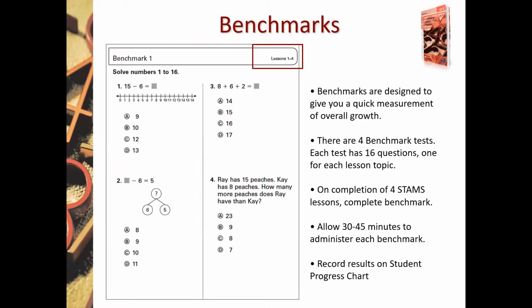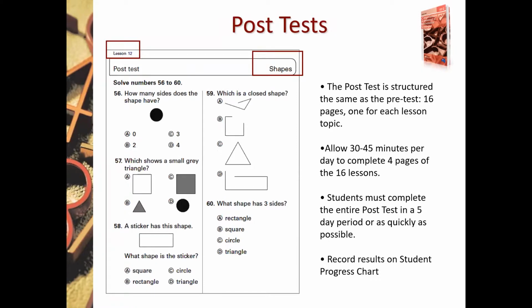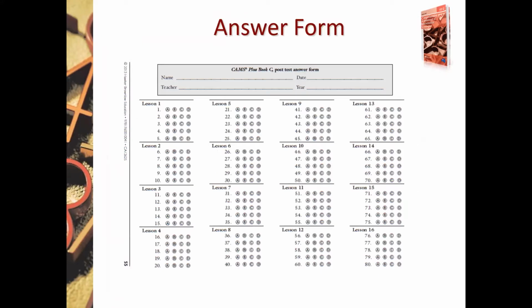The benchmarks are there, as I said, to monitor their progress, to see how they've understood what you've taught so far. And the post-test is to complete when you've finished all the STAMS. So you'll ask the students to do the 1, 2, 3, 4 lessons here, fill out the answer sheets, shade in the bubble. You can correct it orally, or some schools leave it right till the end till you've done lesson 16. But I think it's best to do 1, 2, 3, 4, complete the lesson, correct it orally.